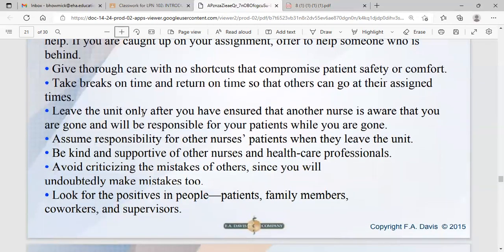Also leave the unit only after you have ensured that another nurse is aware that you are going and will be responsible for your patients while you are gone. Assume responsibility for other nurses' patients when they leave the unit. Be kind, be supportive to other nurses and also healthcare professionals. Avoid criticizing the mistakes of others, since you will undoubtedly make mistakes too. Look for positives in people: patients, family members, co-workers, and your supervisor.